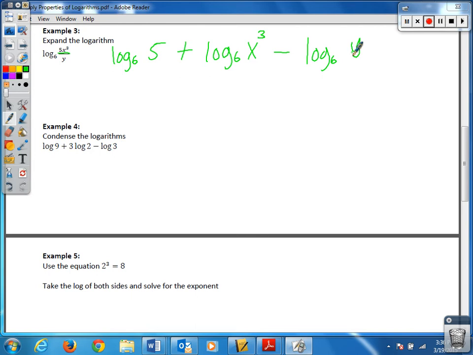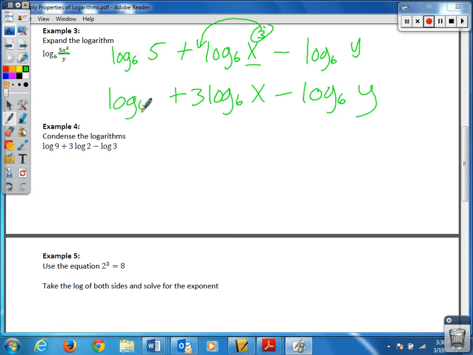Well, there's one more thing we can do here. We have this x cubed in the middle. Well, that's an exponent on a logarithm, so we can take that exponent, bring it down front, and call this 3 times the log base 6 of x. And then fill in the rest. So that would be the expanded form.